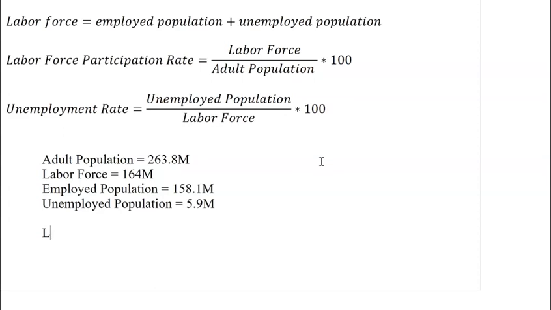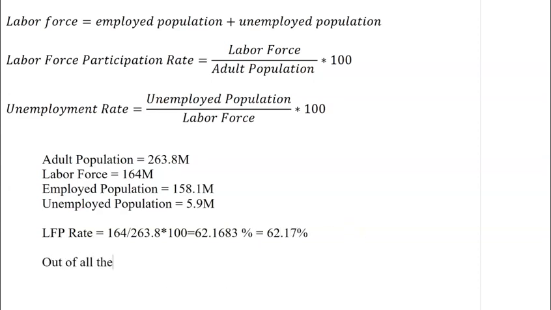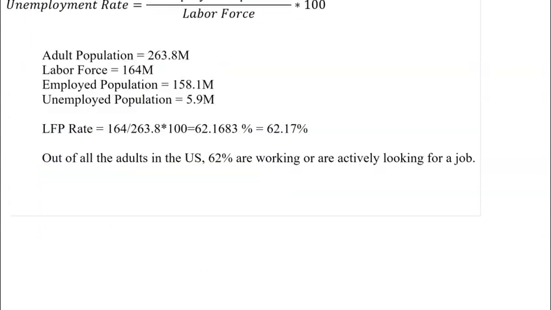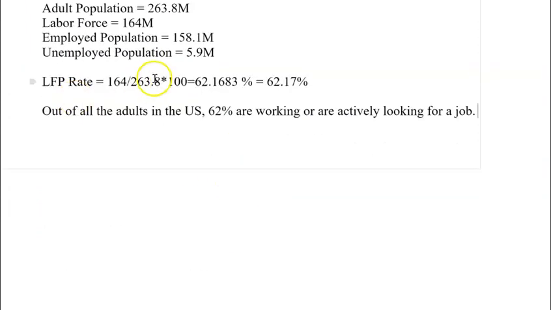So the labor force participation, we write it as the LFP rate. It equals my labor force, which is 164 million, divided by 263.8 million, times 100, which comes out to be 62.168%, or around 62.17%. Out of all the adults in the US, 62% are working or are actively looking for a job. So this is what we know about our labor force participation rate.